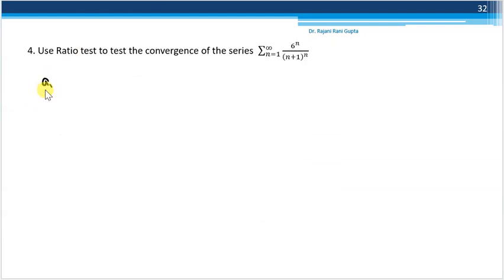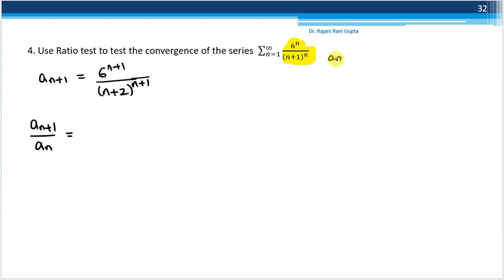Let's take another example, the last one. a_n is 6 over n plus 1, to the power n. I can combine, or if you don't want, let's keep it in the same form. So this gives you a_(n+1), which is just changing the n to n plus 1. So we need a_(n+1) over a_n. What will you get?